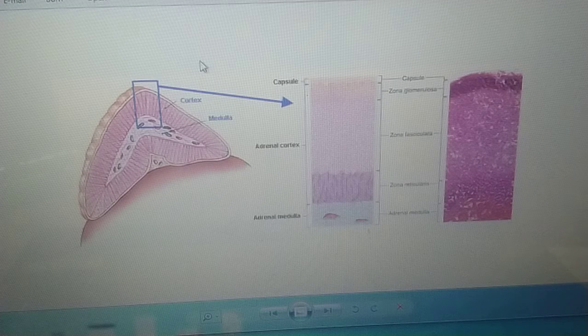Gonadocorticoids act on the gonads, that is the testes and the ovaries. The adrenal cortex is essential for life. Its removal or destruction is fatal unless the hormones produced by it are supplemented artificially. Some disorders can also happen if the adrenal cortex is damaged or if there is any disorder in the adrenal cortex. One of them is Addison's disease.